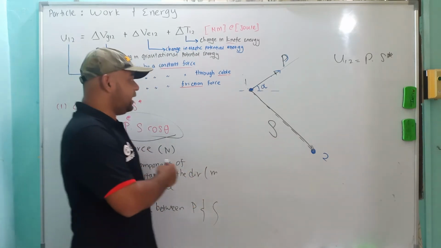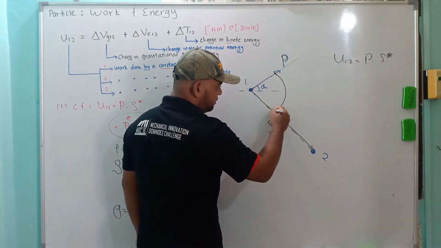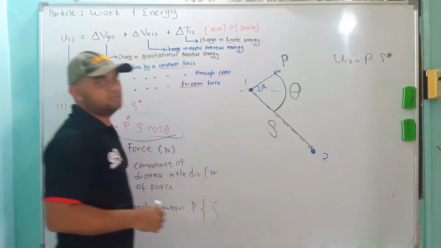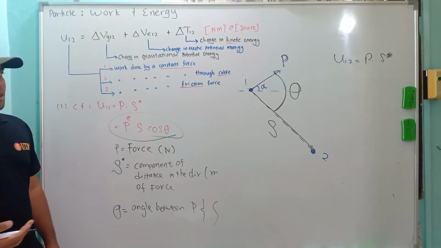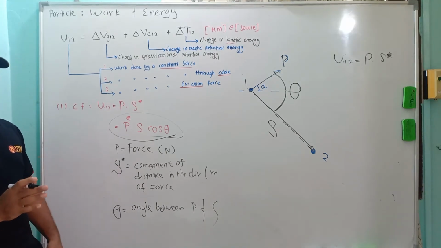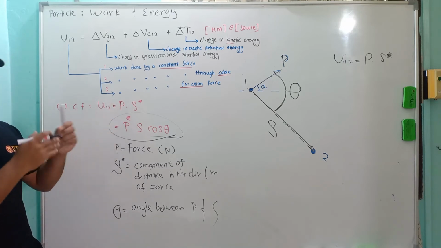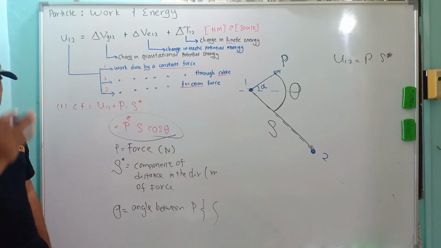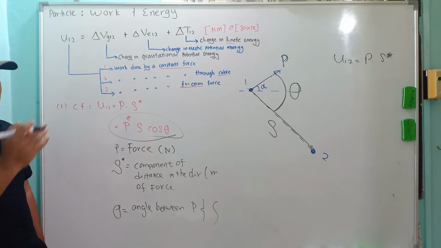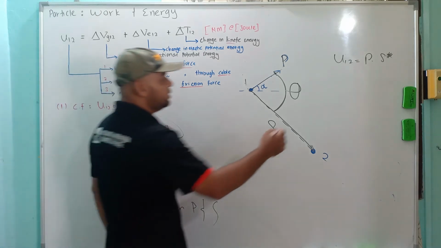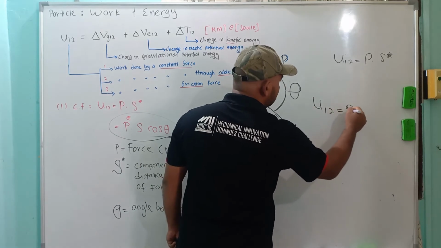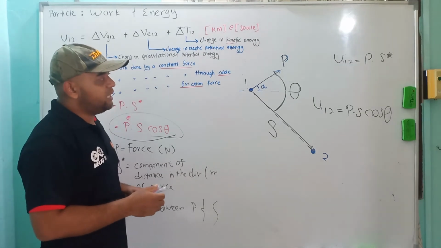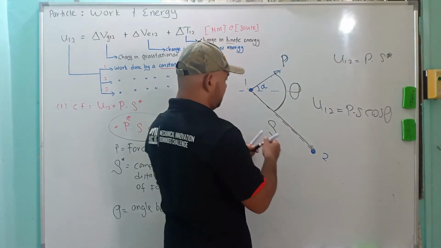This is the S. The theta is the angle between these two lines, between P and the line of S. So in this way, you don't have to think about calculating the distance of S; you just take directly the distance between point 1 and point 2, with P there, and take the angle theta between P and the line of S, so you get the P S. You use here U12 equal to P S cos theta.